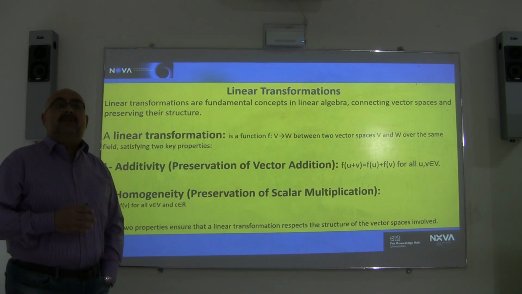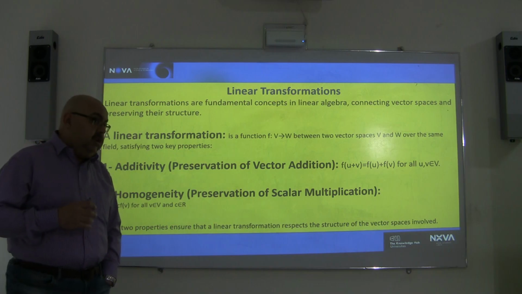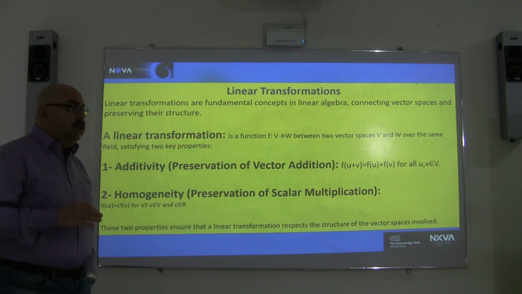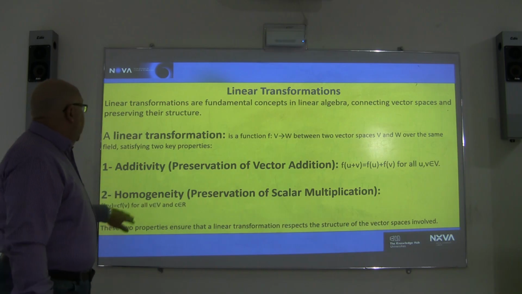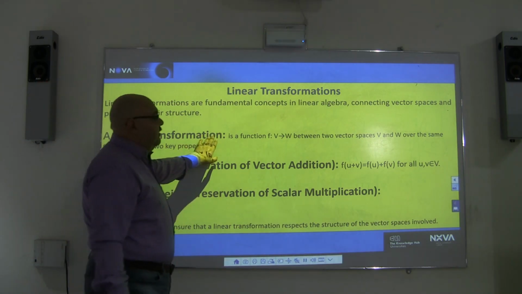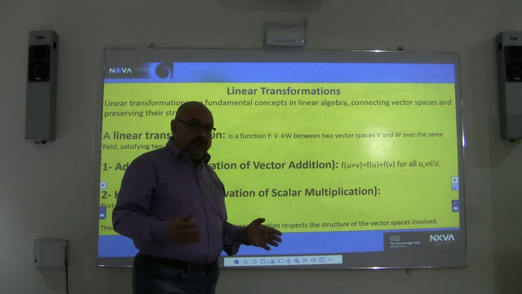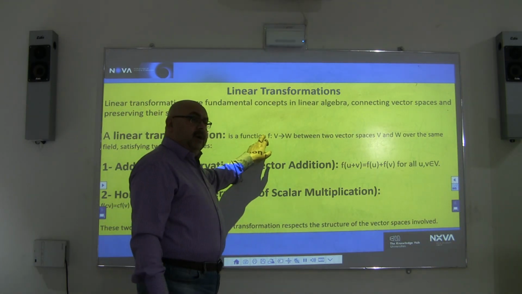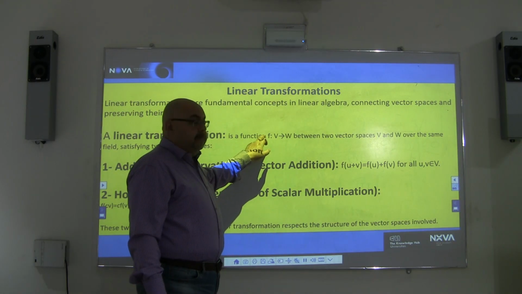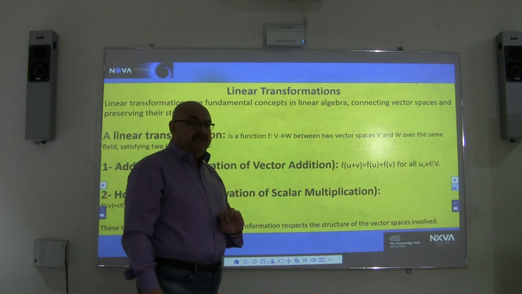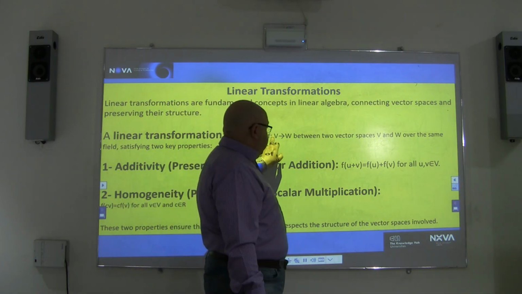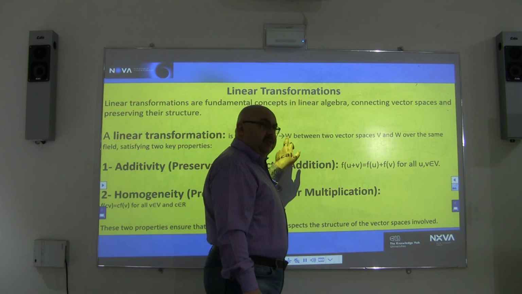structure. What's the meaning of preserving their structure? It preserves the addition and the homogeneity properties. So, a linear transformation is a function. What's a linear transformation in general? It's a function that moves stuff, or maps stuff, from vector space V into vector space W.